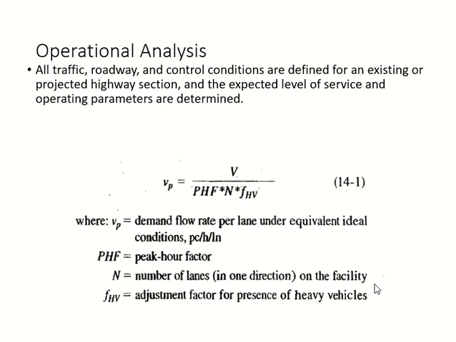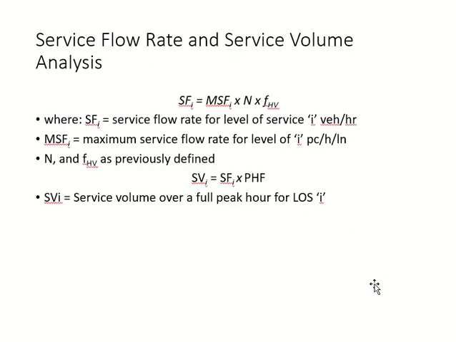Clear? Okay. fHV is the adjustment factor for heavy vehicles. Your volume will have heavy vehicles as well, so we need to apply some adjustment factors for those heavy vehicles. Clear? Okay. So after finding out vp, we can find out level of service. We already covered the theoretical part. Later on, we will do some examples. But this is almost the last thing you need.